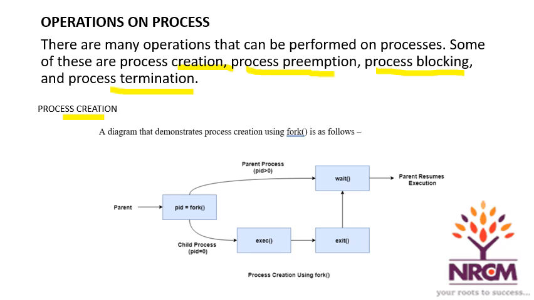As shown in the diagram, once the process is created using the fork, it can create the child process also, and the parent process and child process can be executed. Until the child process executes and gives the output, the parent process will be in waiting state. Once the child process completes the execution, the parent process will start its execution. Initially the child process will be terminated or exit, and then the parent process will be terminated.